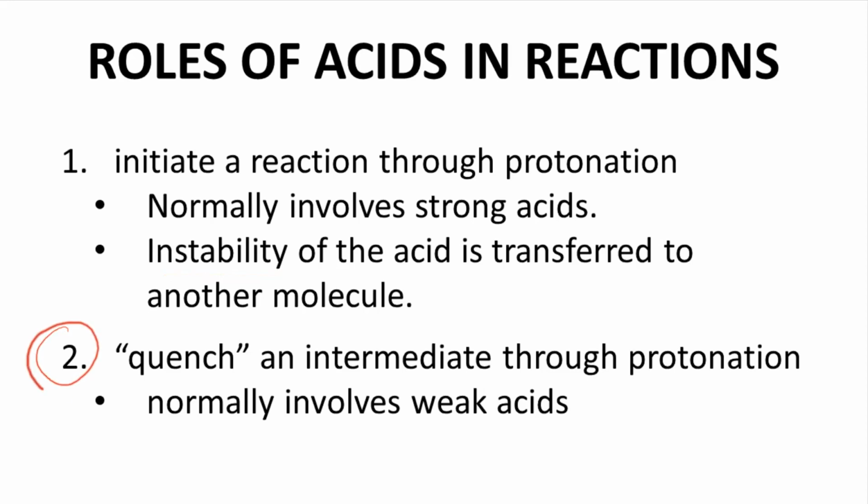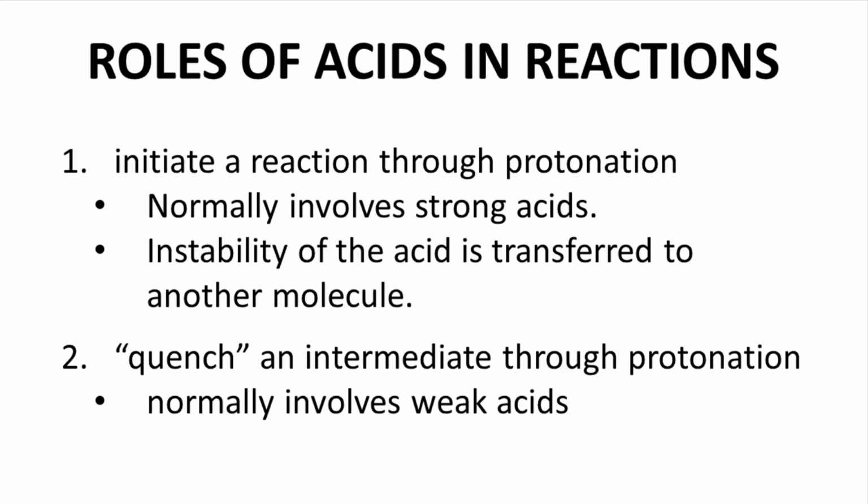The second thing that acids often do is protonate an unstable, electron-rich intermediate at the end of a reaction. This is a reaction quench and normally involves weaker acids. The reaction is over, but there is still some reactive anion floating around. The weak acid protonates this intermediate and puts an end to the reaction process.